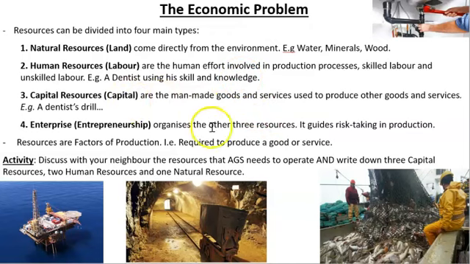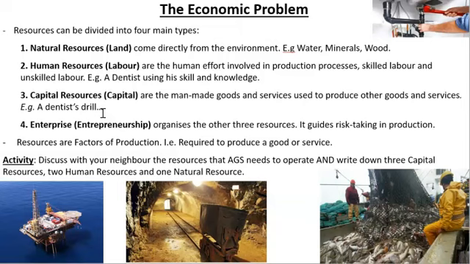Capital resources, or capital, are man-made goods and services which are used to produce other goods and services. So I'm currently in front of a capital resource right now, being my laptop, and very likely you presently are in front of a capital resource yourself, being a smartphone, laptop, tablet, or something similar to that. Bridges, tunnels, buildings, trucks, these are all man-made things that are used to help produce other goods and services.